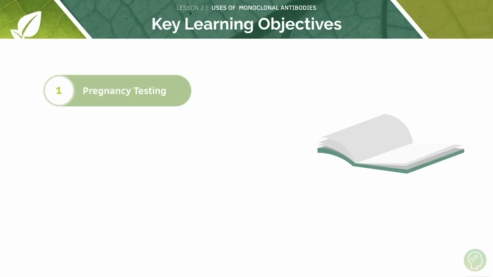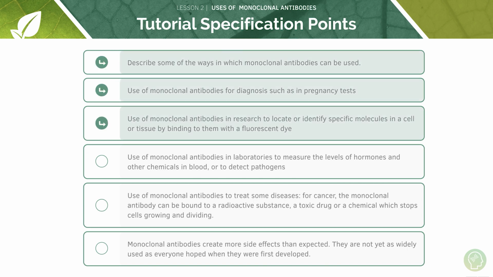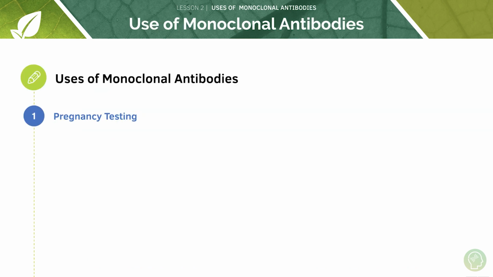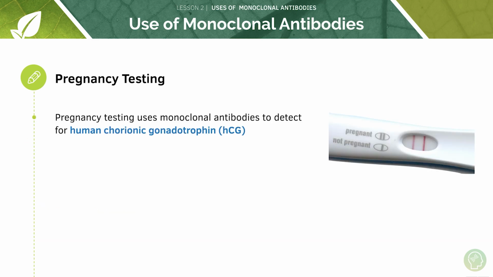So today we'll be looking at the uses of monoclonal antibodies, and some examples of this are in pregnancy testing, investigating blood, treating cancer, and then also we're going to be having a look at some of the side effects associated with monoclonal antibodies. So let's start off by going over 4 key uses of monoclonal antibodies. They can be used for the following purposes: pregnancy testing, research testing, lab testing, and treating diseases. So let's go in and explore this a little further.